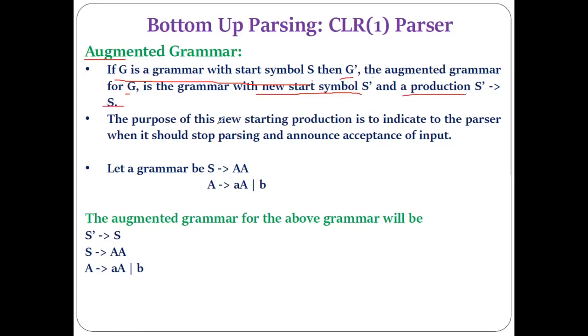And why we need the augmented grammar, that also last time I told you. The purpose of this new starting production is to indicate to the parser when it should stop parsing and when the announcement of acceptance of the input can be done. So the augmented grammar helps the parser to announce whether the string or the particular sentence can be accepted or not. To announce that final outcome, we utilize the augmented grammar. So here I have mentioned the augmented grammar's purpose is the announcing of acceptance of a particular input.